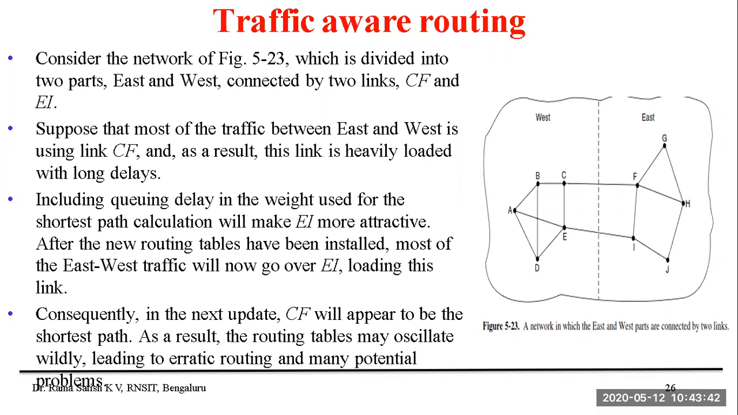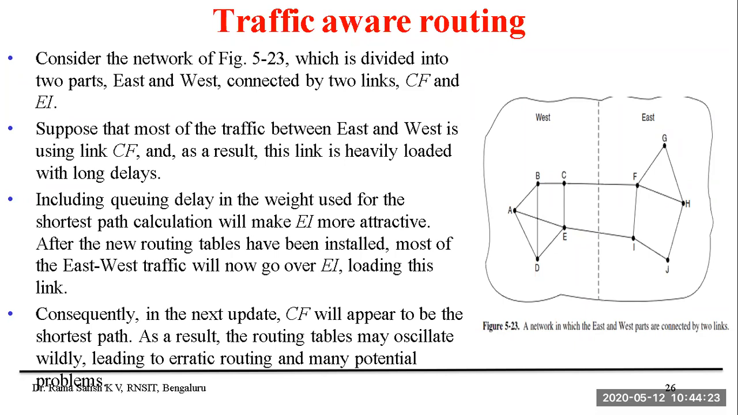So if the line CF is the shortest and the EI is the longest, no problem. Most of the people use CF only. Even though it is the shortest, every time there is a jam at C, there is congestion at F. So in order to avoid this, C and F will divert some of the traffic through E and I. So E and I is also a parallel route to connect the East network with the West network.